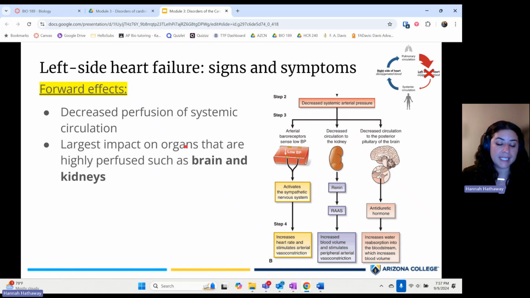The effect of that is going to depend on the organ that we are talking about. The organs that are most affected are those that need a lot of perfusion, meaning a lot of blood running through them in order to do their jobs normally. For example, the brain and the kidneys. The brain has to work really, really hard. It's very hungry. It uses a ton of energy. So if the brain is not getting adequate perfusion, it is not going to work effectively because it's so metabolically active. And then the kidneys need a lot of perfusion because the kidneys are filtering your blood. If you don't have enough blood going through the kidneys, then the kidneys just aren't able to work.